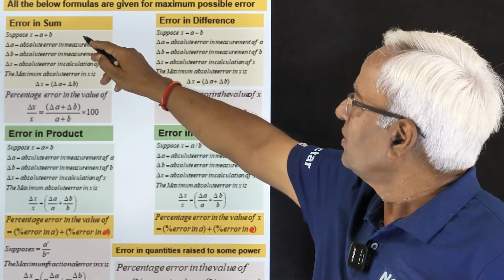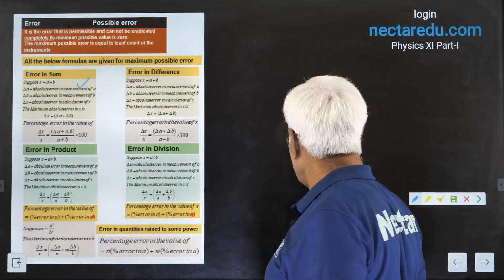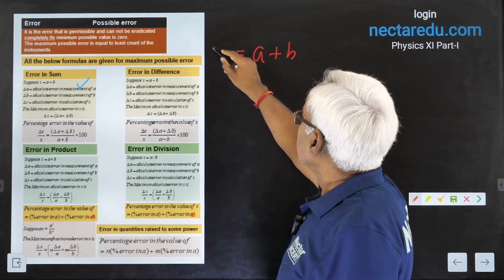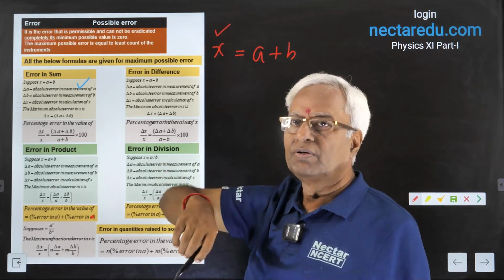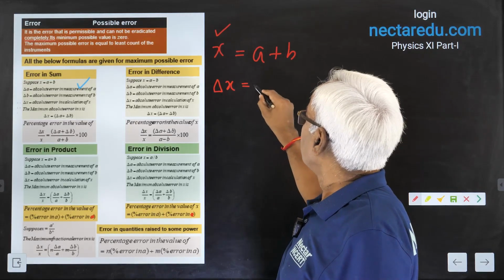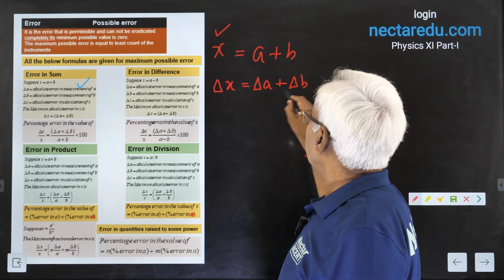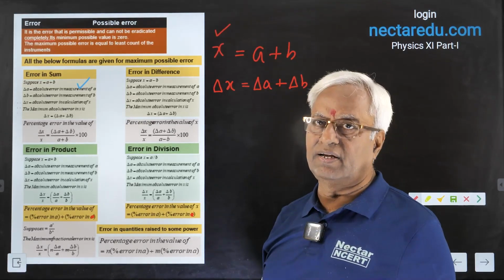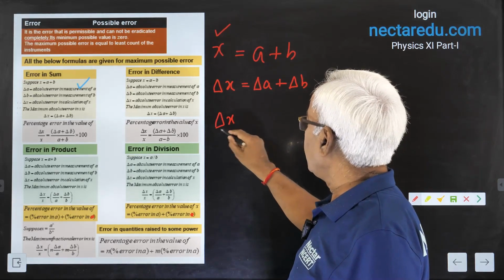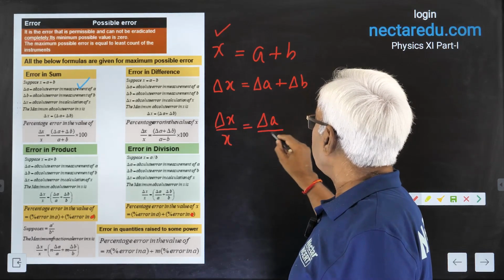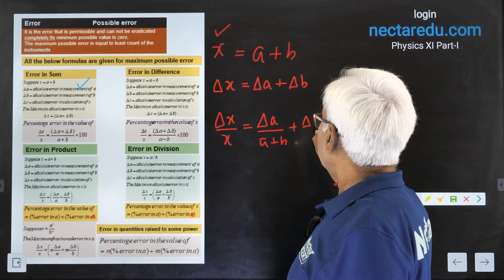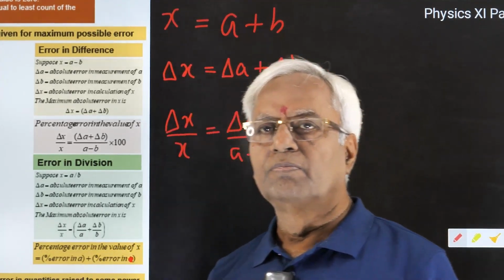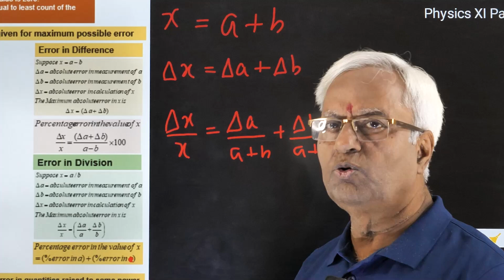For example, say it is a sum. Sum means A and B, there are two quantities and X equals A plus B is written there. You want to find the possible error in X. It's going to be the sum of the two, delta A plus delta B, very simple. Similarly, if you want to find the fractional error in X, then delta X upon X is delta A upon A plus B and delta B upon A plus B. You have to remember this for solving your problems within no time.